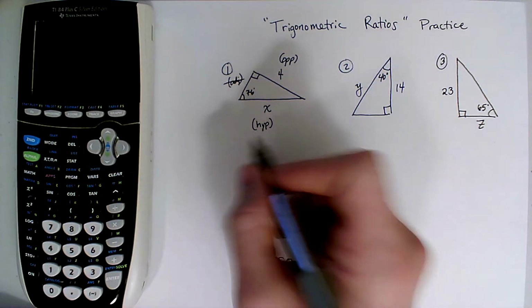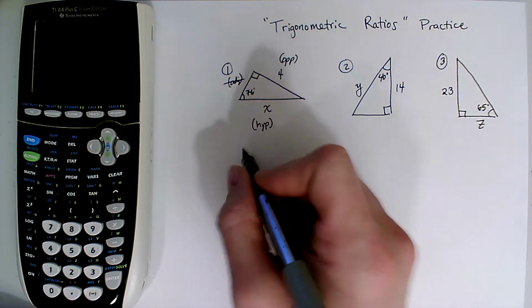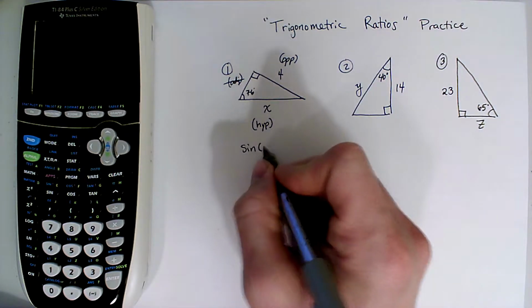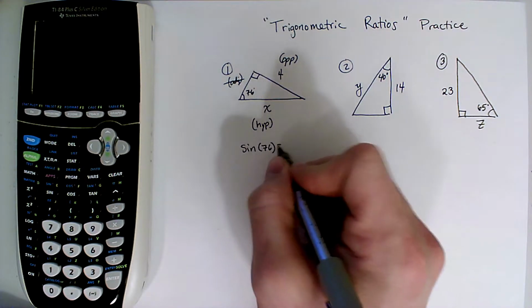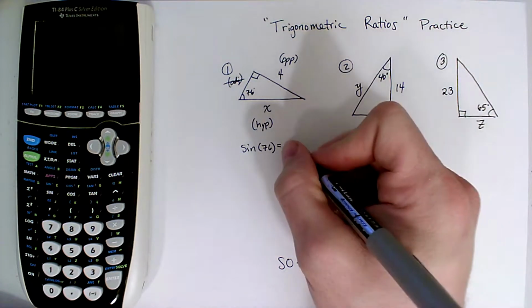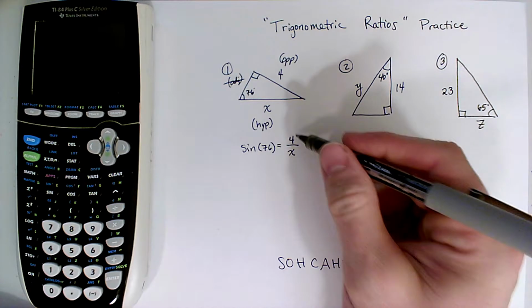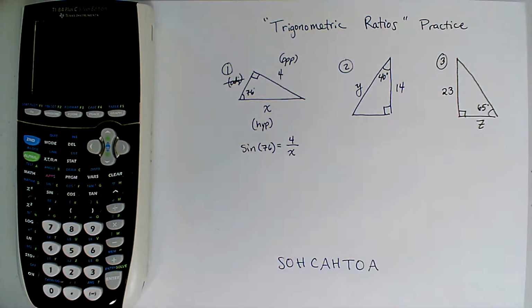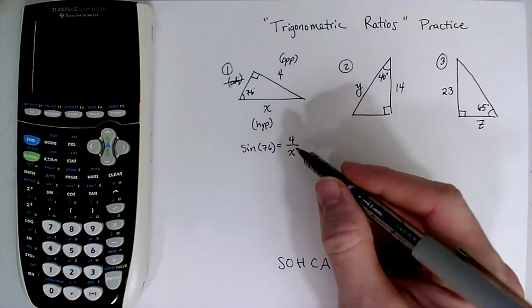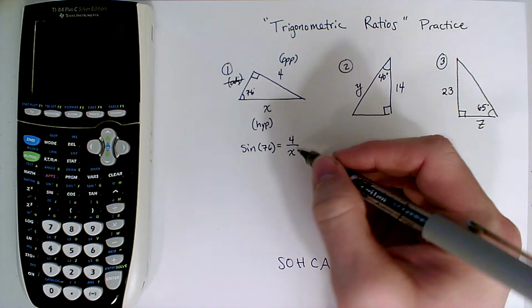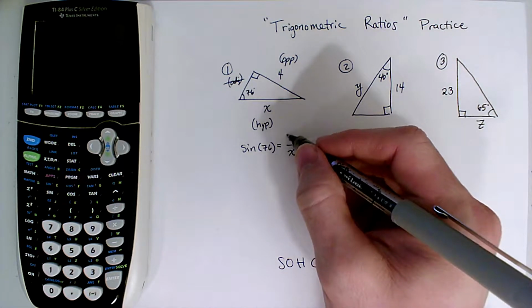So what I need to do is write my equation here. Sine is opposite over hypotenuse, so I need to say sine of 76 is equal to the opposite, which is 4, over x. And you'll notice that I've got the variable on the bottom. To solve this equation, we use basic algebra. If I want to get the x off of the bottom of the fraction, I need to multiply both sides by x.